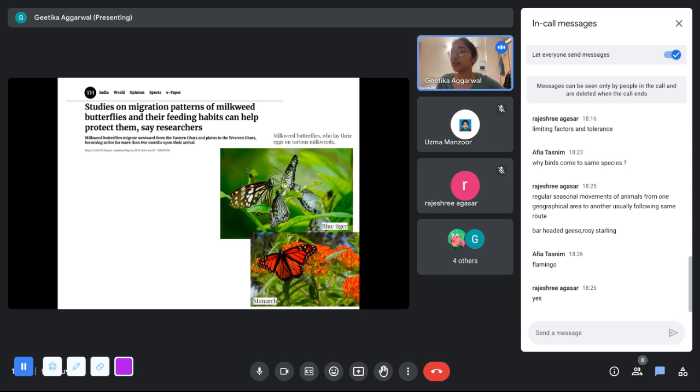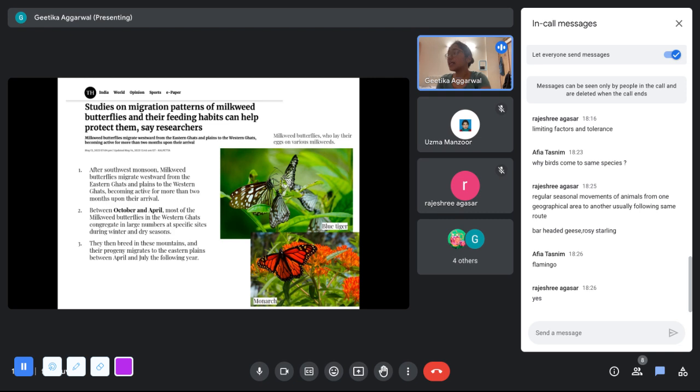And this is called the blue tiger, this is called the monarch. These are called milkweed butterflies because they lay their eggs on these plants which are called milkweeds. And these butterflies mostly migrate between the eastern and the western ghats. So after facing the southwest monsoon, the milkweed butterflies migrate westward from the eastern ghats to the western ghats, and here they become active upon their arrival.